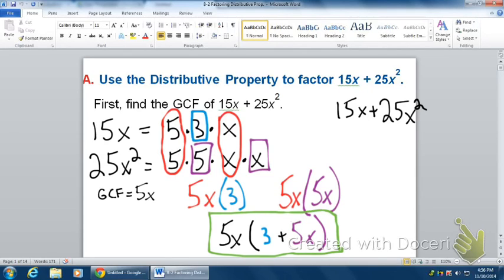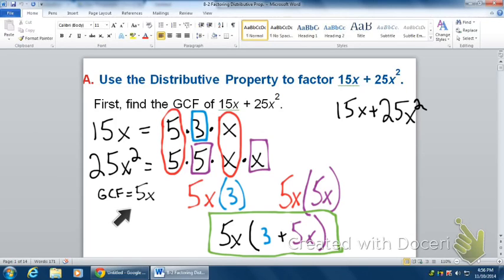So let me just run through our steps again one more time. All right, so first you need to find the greatest common factor. So that means factoring out both of our terms. So we factored out our 15x to begin with, and then we factored out our 25x squared. Then we found our greatest common factor, which is in red. We figured out that our GCF is 5x.